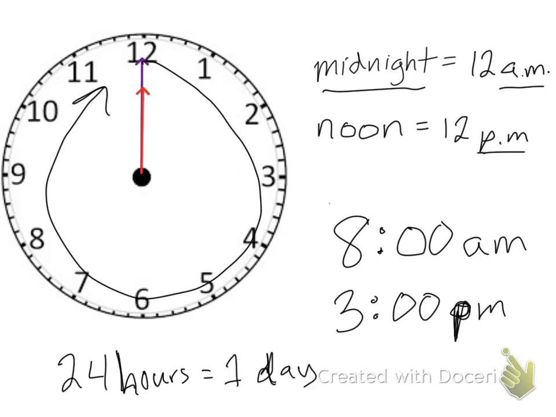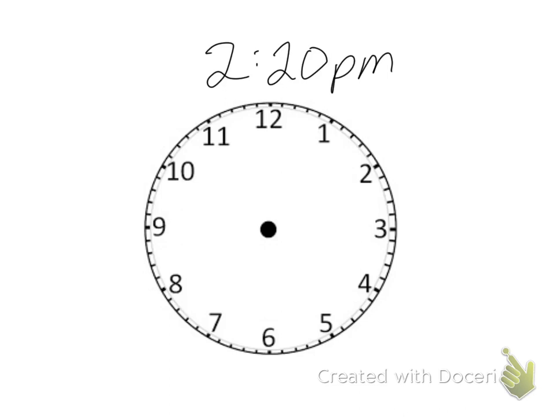Okay? All right, so we have 2:20 on the board. And this can be read as 20 minutes after 2, it's 2:20. So when I draw this, my hour hand will point to the 2 or close to it, and my minute hand will go to the 20 minutes. So 5, 10, 15, 20. 2:20 would look like this.